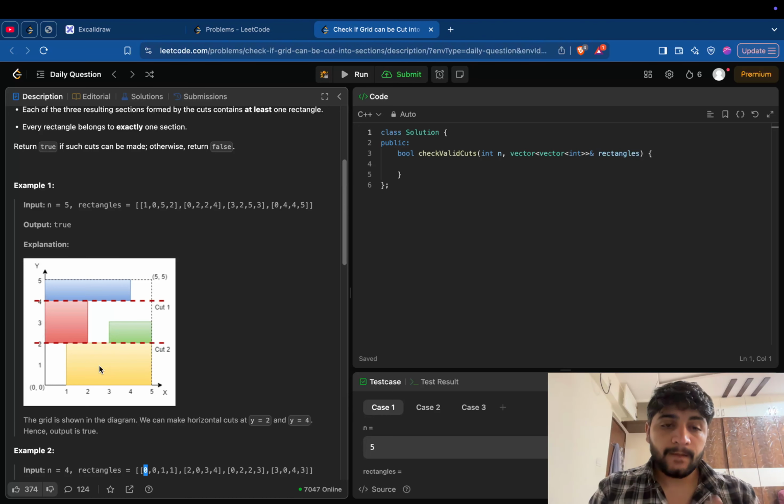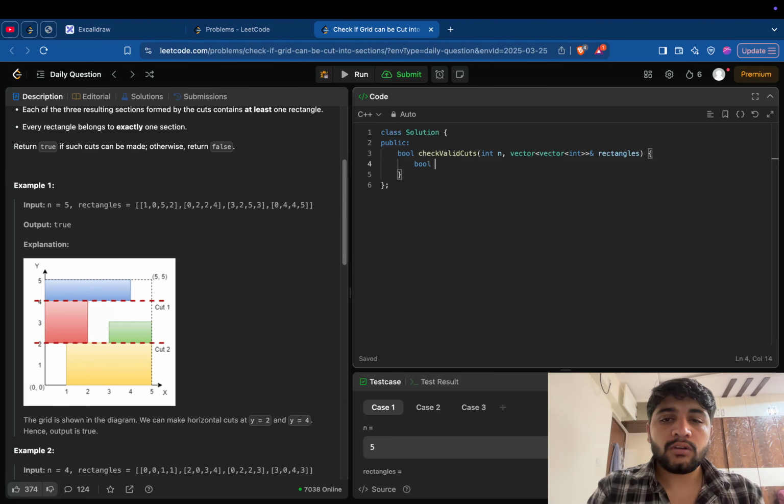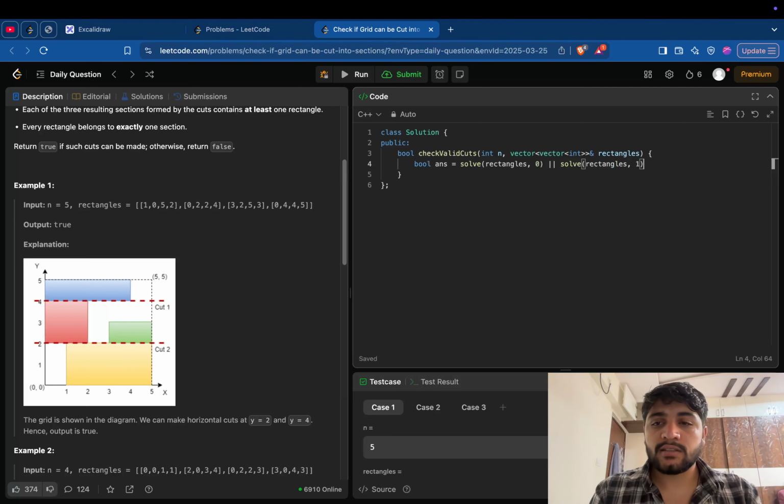Okay, so it will be like bool answer is equal to... basically the answer can be either along the x-axis. Let's take a solve function, and we send here the rectangles, and along the x-axis let's take it 0, and along the y-axis, okay, if any of them gives us a true, the answer is yes, true. Rectangles, and along the y-axis it will be 1.